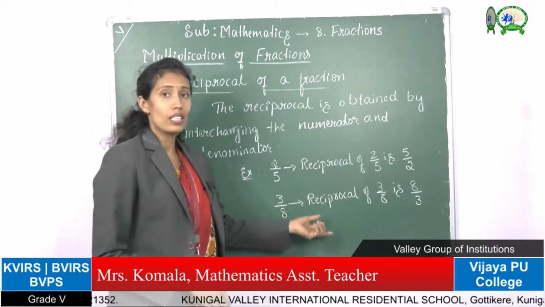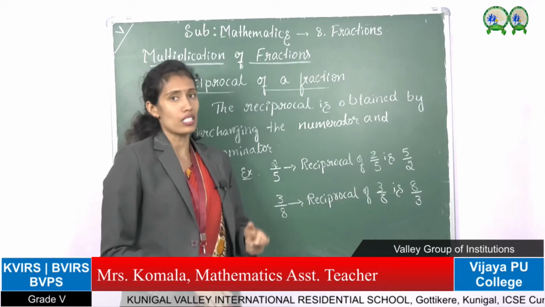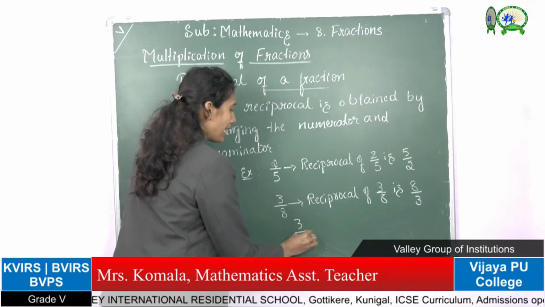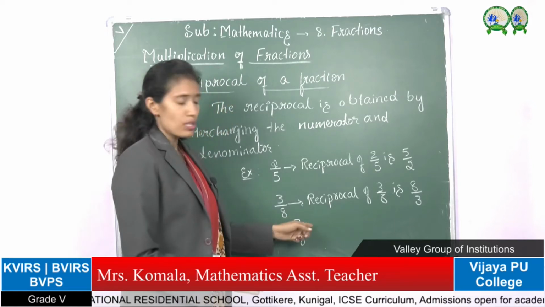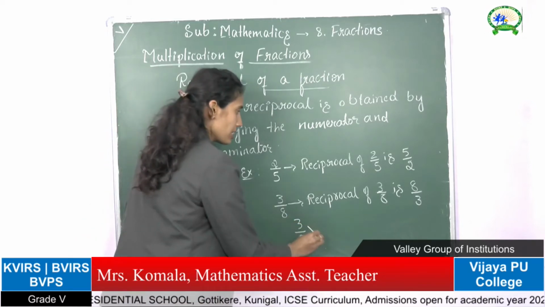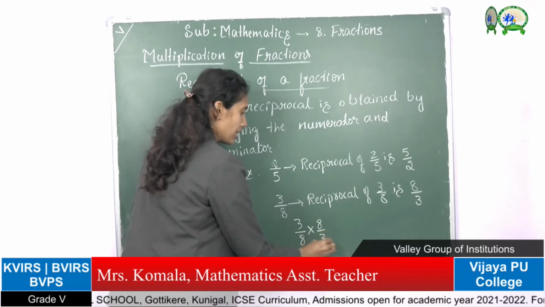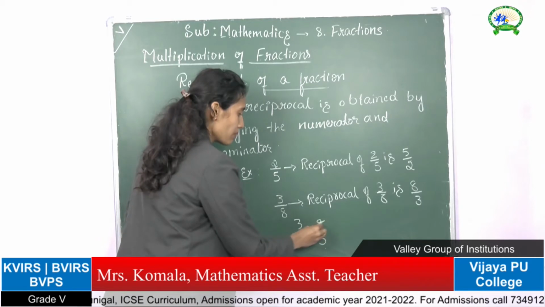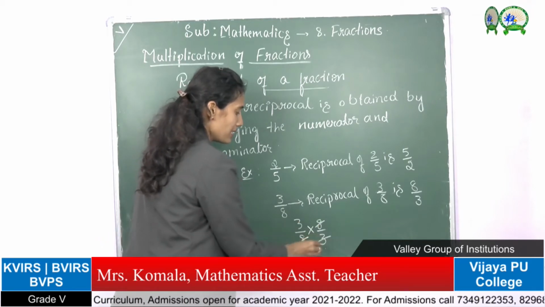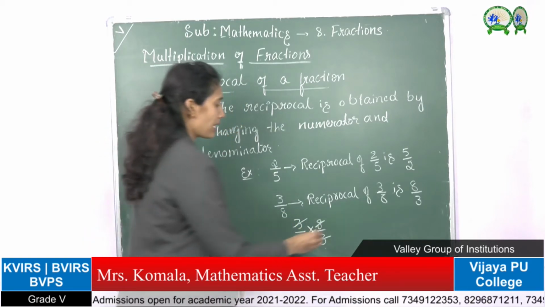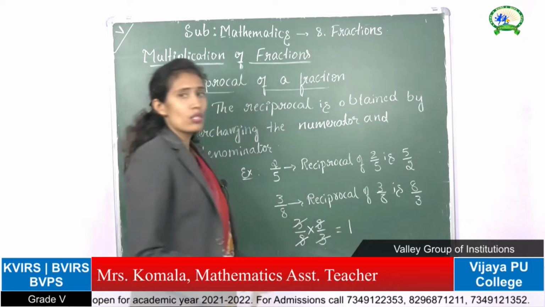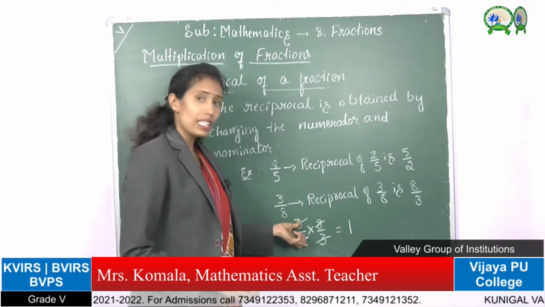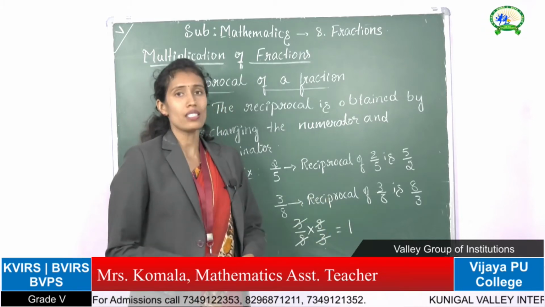Now let us check. The product of fraction and its reciprocal is always 1. So 3 by 8. And what is the reciprocal of this fraction? That is 8 by 3. Now let us find out the product. Means we can easily simplify here only. 8 will be cancelled and 3 will be cancelled. What is the answer? It is 1. So we can say the product of reciprocal and the fraction is always 1.